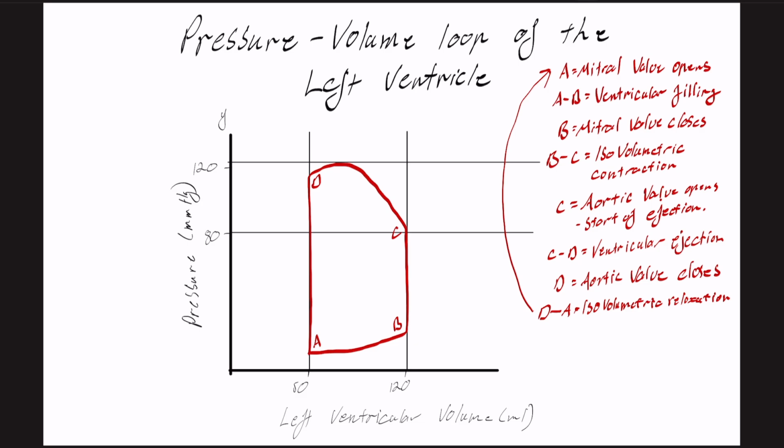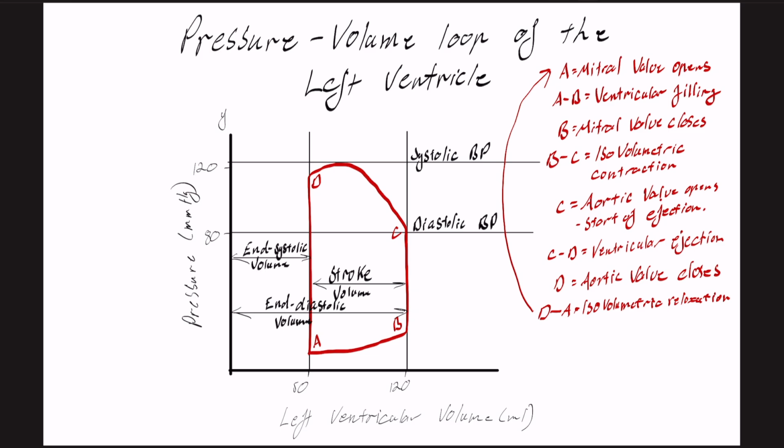So I've already sort of mentioned it, but 80 is our diastolic blood pressure and 120 is our systolic blood pressure. The difference between 50 and 120 mL is our stroke volume. So 120 mL is our end diastolic volume, and the 50 is the end systolic volume.